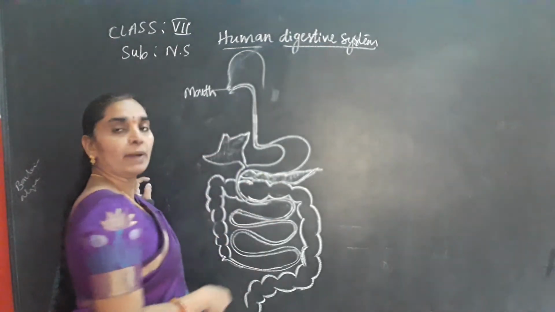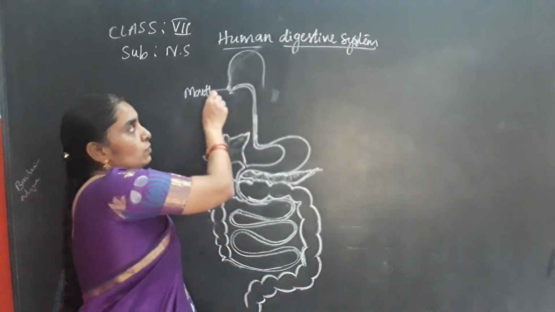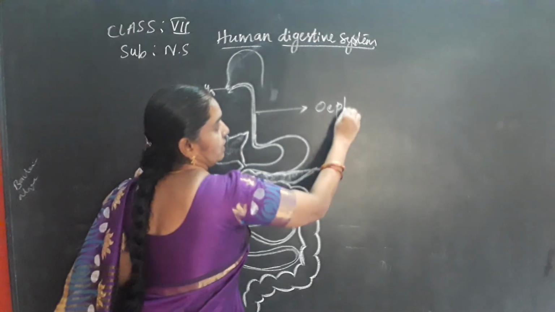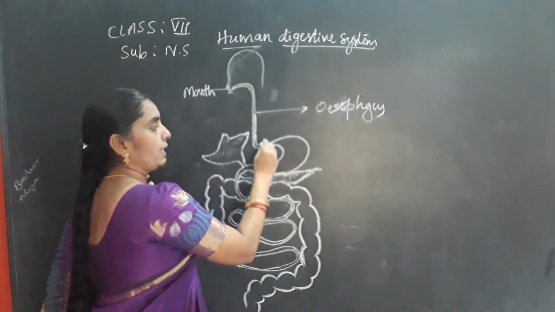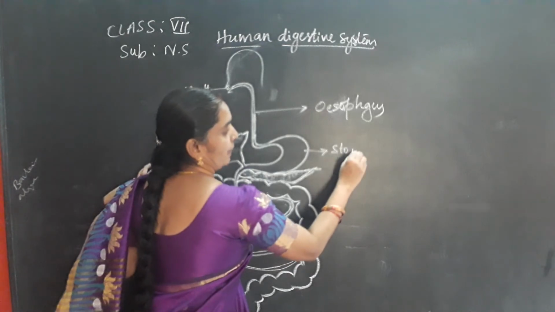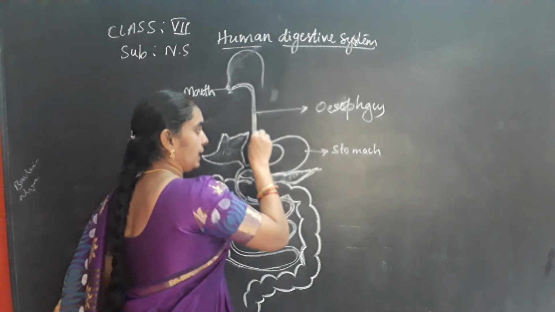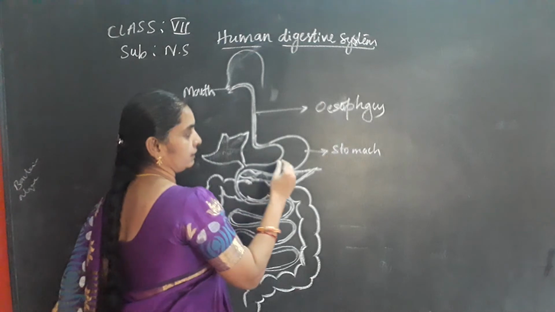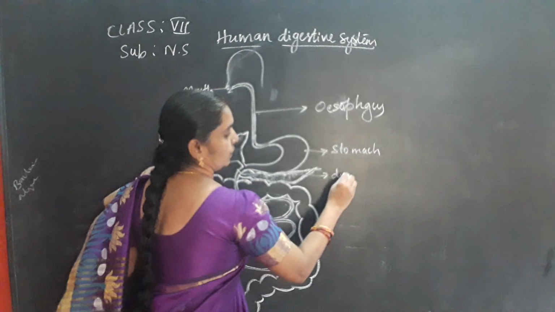Okay. Now you see the different parts in our body which help in the digestion of food. First, the food moves through the mouth and reaches the esophagus, which is the food pipe. It is called the esophagus. From there, it reaches the stomach. There are various parts and digestive enzymes present in the stomach. This is the bent part of the stomach, and here you can see the duodenum. Okay, this is the duodenum.